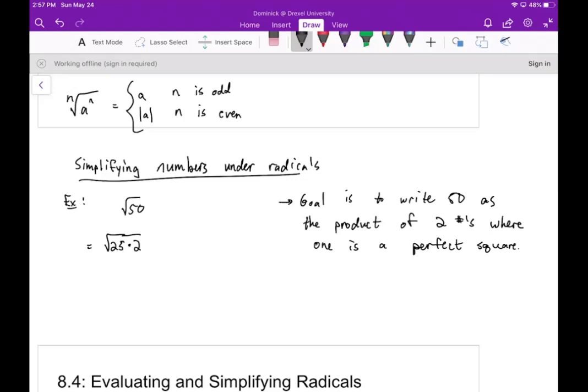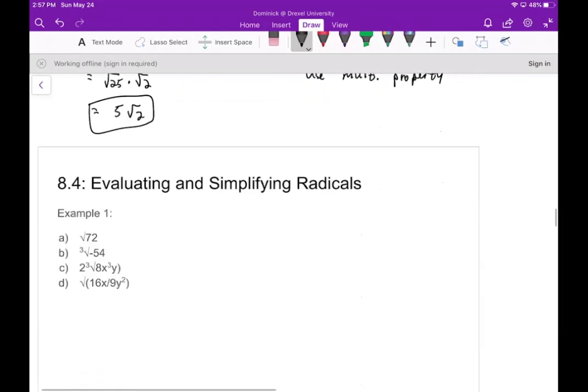so now once you write the number that you're given as the product of two numbers where one is a perfect square, or perfect whatever power you're looking at, you're going to use the multiplication property. So now we can say this is equal to the square root of 25 times the square root of 2. And what's the square root of 25? It's just 5. So you get 5 square root of 2, and that's the furthest that we can take it. So that's how we're going to simplify numbers underneath radicals.